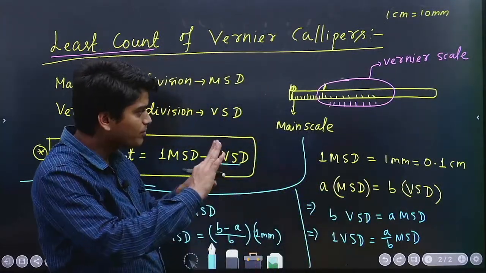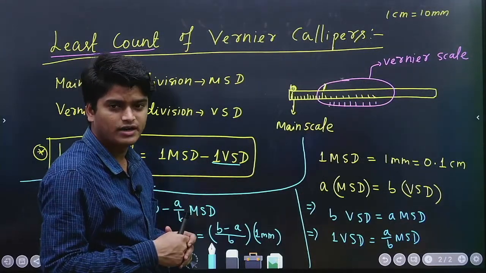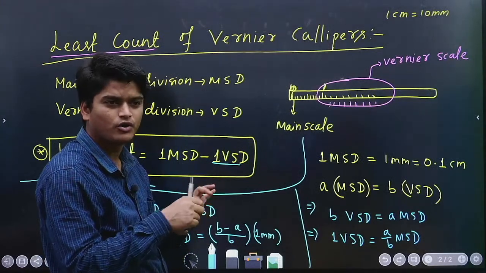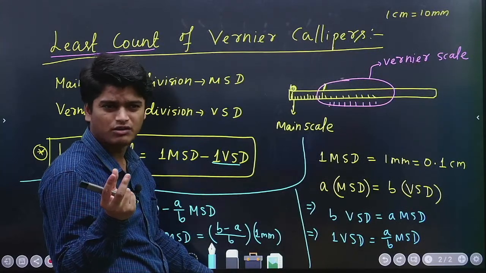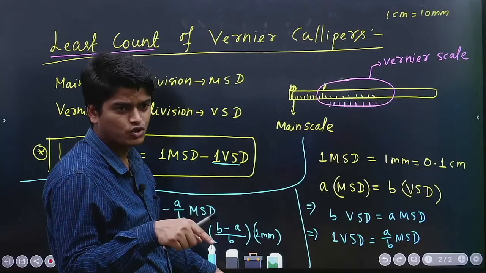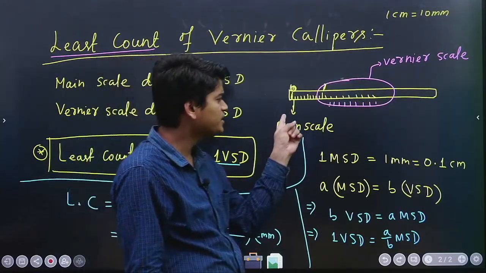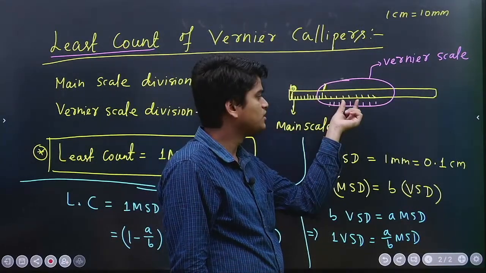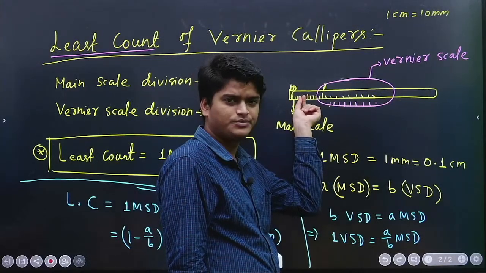Actually, with the normal vernier caliper that we use in the lab, we normally calculate the diameter of a copper wire or a steel ball. The diameter of a wire is calculated in a screw gauge. Here, the main scale divisions will be in millimeter, and the total scale will be in centimeter.